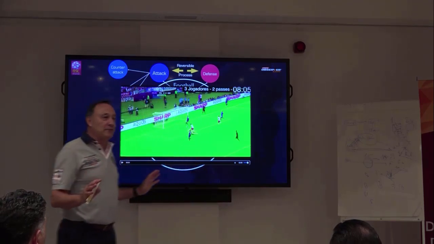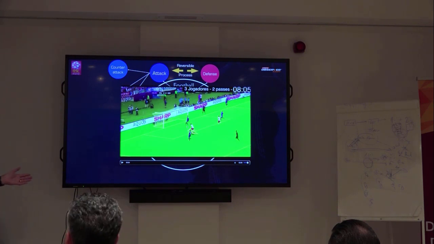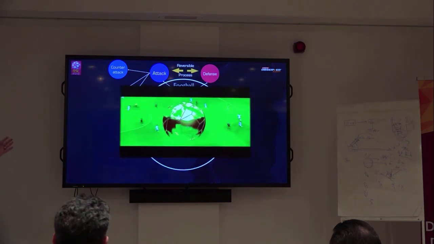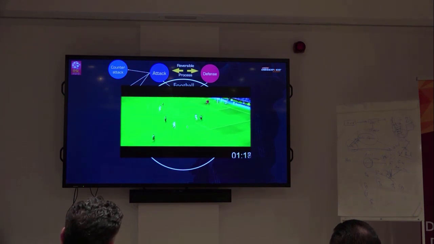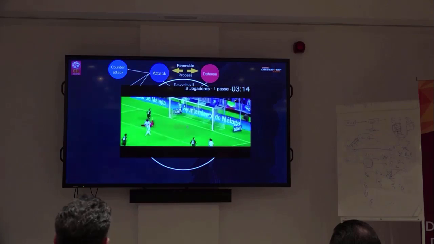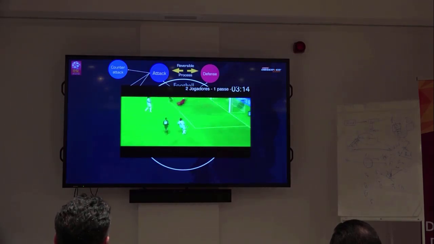You will see a lot of difference. And the first big difference is that still there are counter-attacks. I have a lot of counter-attacks. Another guy is passing behind and the other one receives the ball. This is a counter. No one can say that it's not a counter.